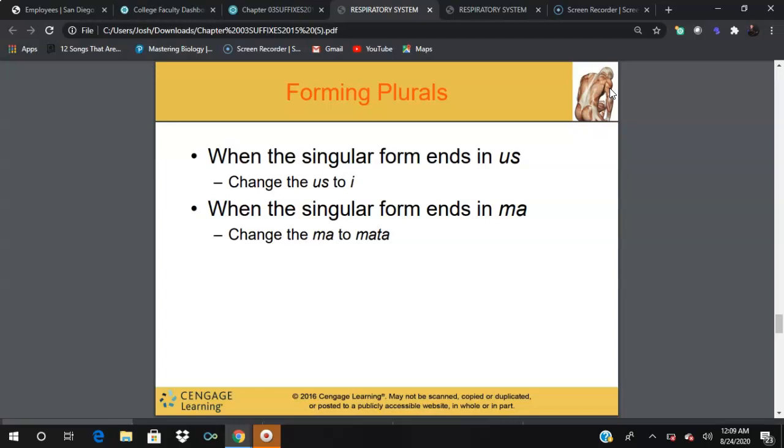If we have a singular form that ends in US, then we change it to I. So an example of that would be a gyrus, which is a fold in the brain, and if it's multiple, it's called a gyri. And when we have a singular form that ends in MA, that MA is changed to mata. So if we have a fibroma, which is actually a benign tumor in the uterus, if it was multiple tumors, they would call it fibromata.